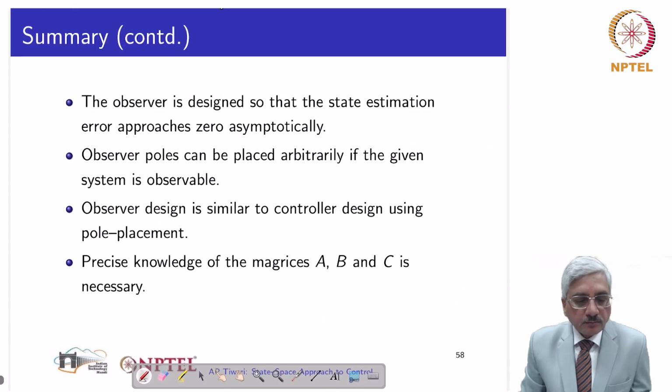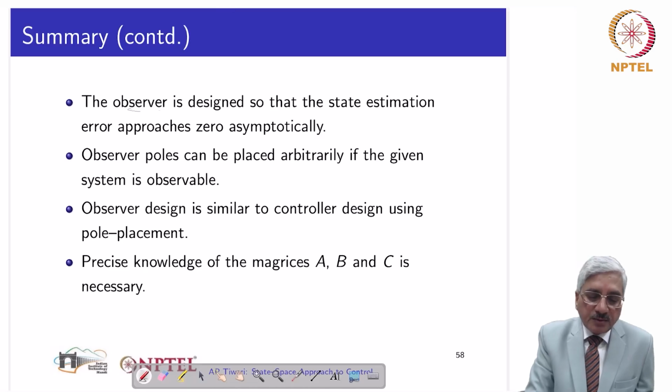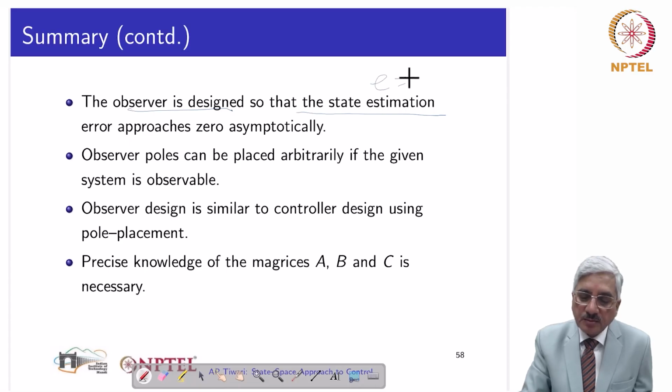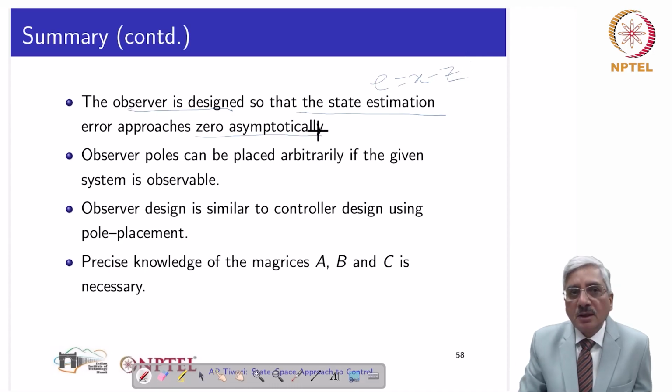Now there are some other things to notice. This observer was designed so that the state estimation error, that was e, which is x minus z, approaches zero asymptotically. Now this is a positive statement as well as a negative statement. The positive statement in the sense that one can design the observer so that it becomes zero in a very short time. The negative statement is that in the theoretical sense it will become zero only at t equal to infinity. But we go by the positive aspect of this statement.